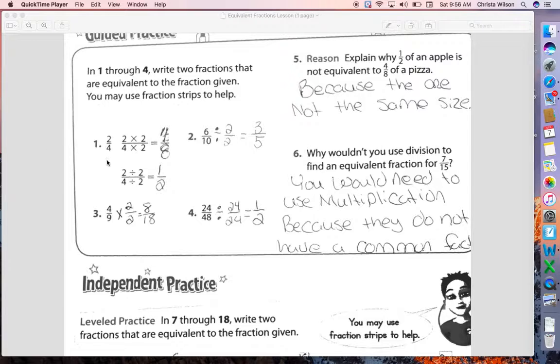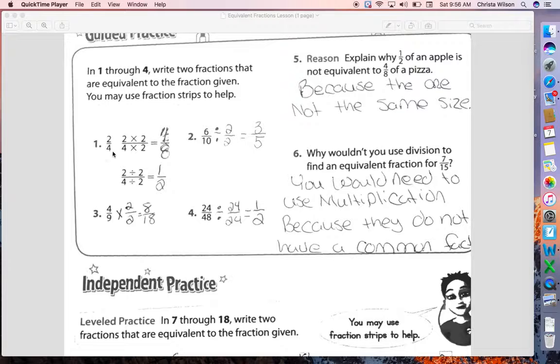Okay, so from your notes, remember equivalent fractions. You can create them. They're equivalent, so they're equal value. They just look different. And there are two ways to create an equivalent fraction: either by multiplying the numerator and the denominator or dividing the numerator and denominator.